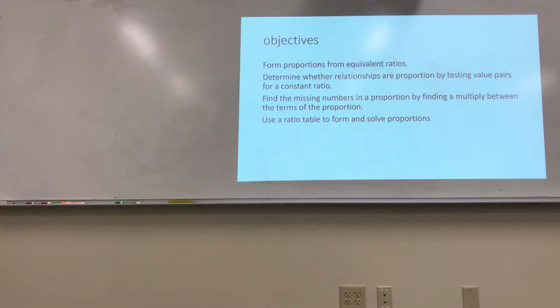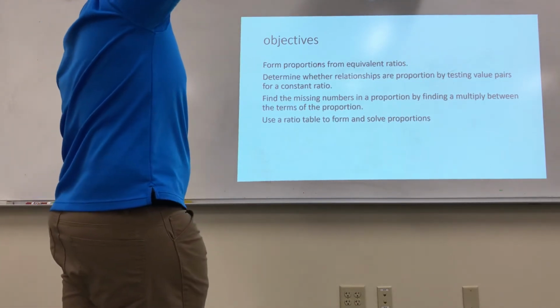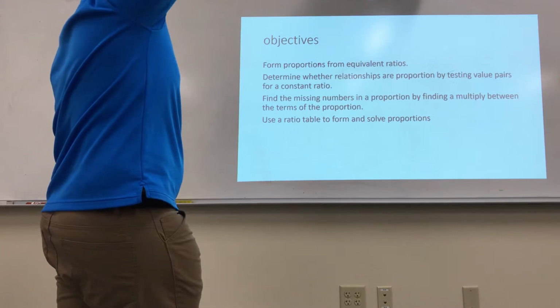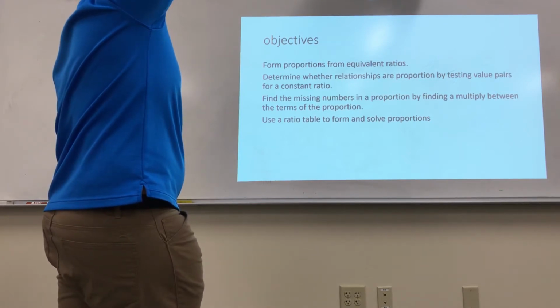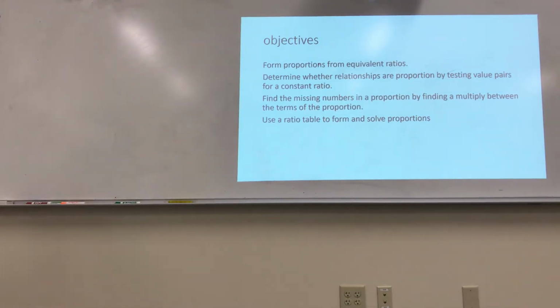Objective: to form proportions from equivalent ratios, and determine whether relationships are proportionate by testing value pairs for a constant ratio. Find the missing number in a proportion by finding a multiple between the terms of the proportion. Use a ratio table to form and solve proportions.